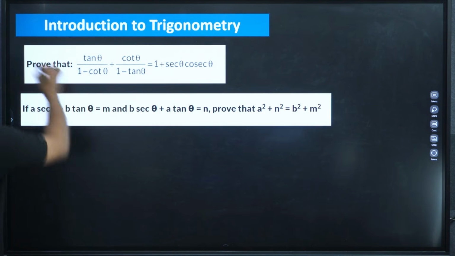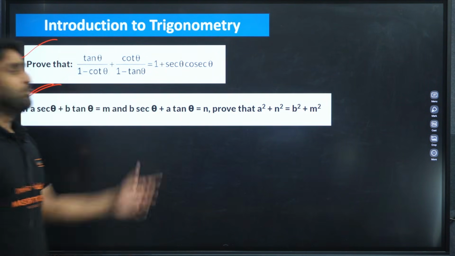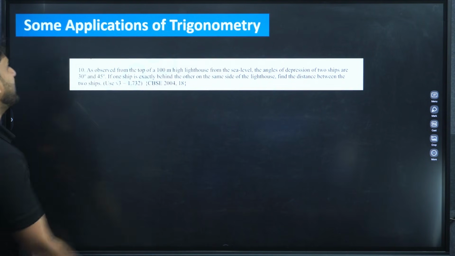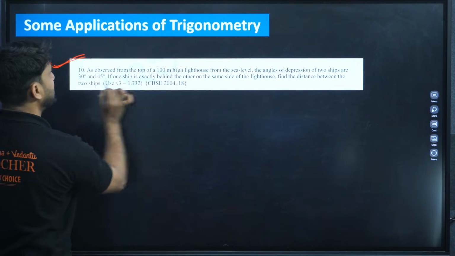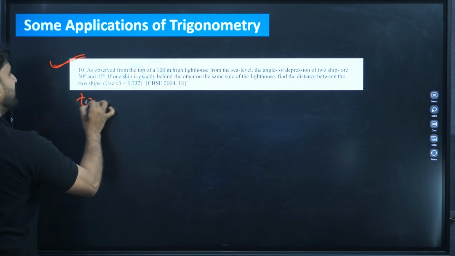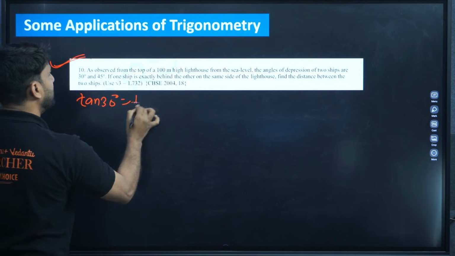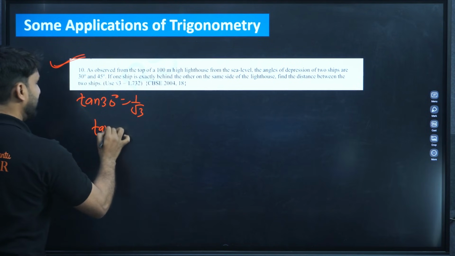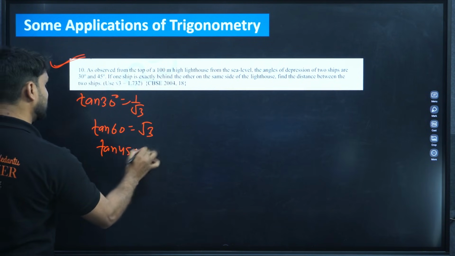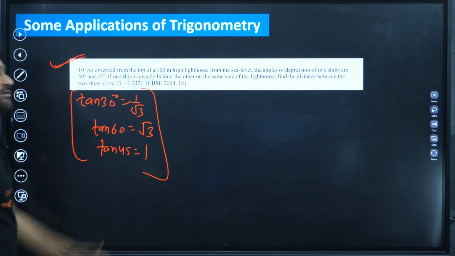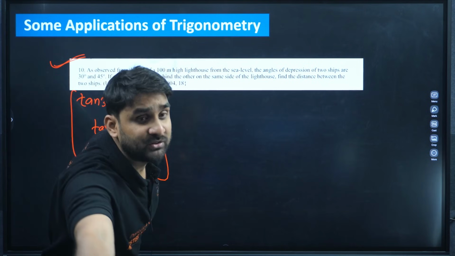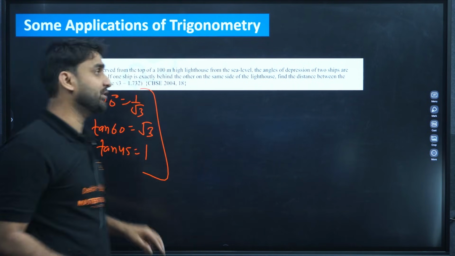Moving to the next, trigonometry. These are the two important, most repeated questions. Go and prepare this. In some applications of trigonometry, the lighthouse question is important, as observed from the top of a 100-meter lighthouse. In applications of trigonometry, these values should be with you: tan 30 is 1 by root 3, tan 60 is root 3, and tan 45 is 1. This is the important thing, and searching out the right angle triangle is important. And in this chapter, one of the most important things is to draw the diagram after reading the question.